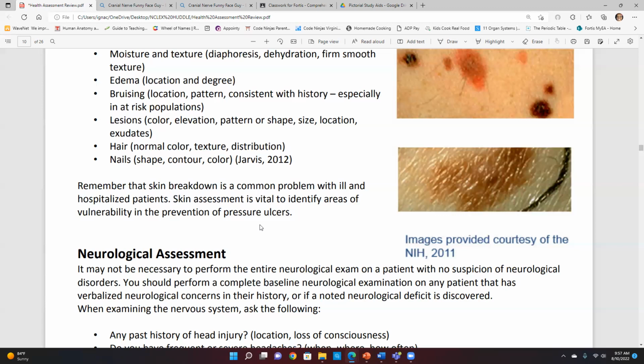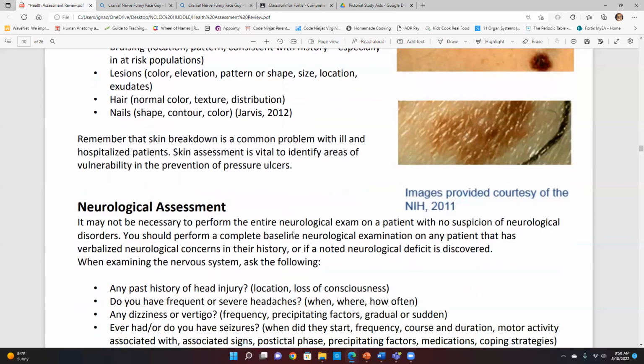The shape, the color, the contour, because you will probably learn or already know that if your patient has clubbed fingers, where their nails are severely curved, that could be a sign that they may have congestive heart failure or COPD. There's something going on with that patient, their circulation, their oxygenation. So skin is really an important thing to assess in our patients.